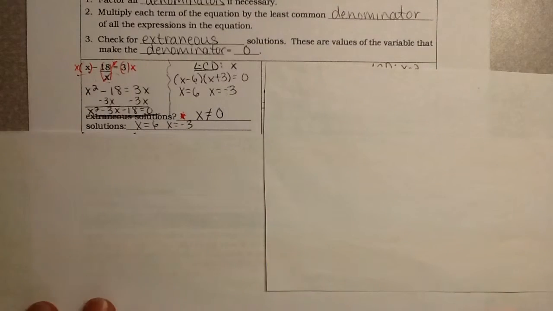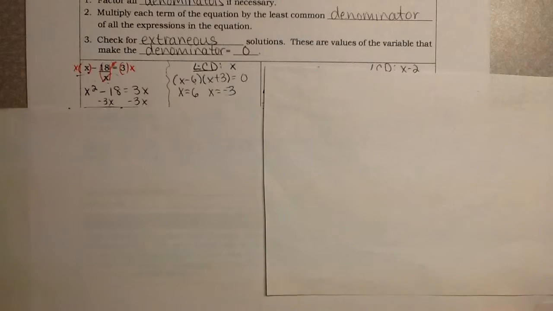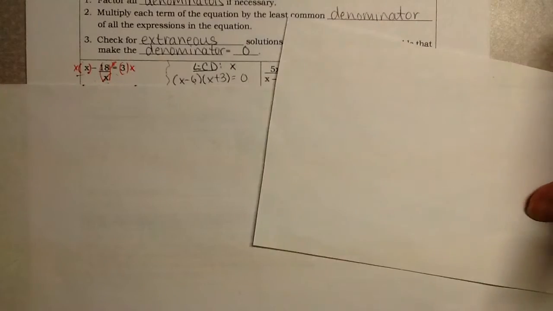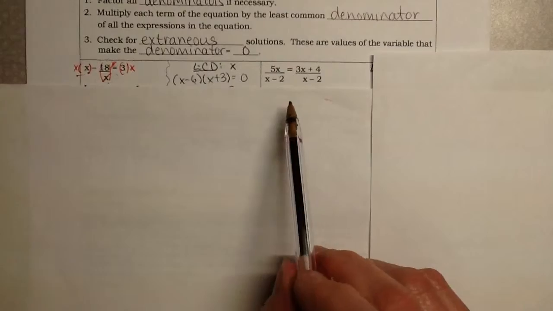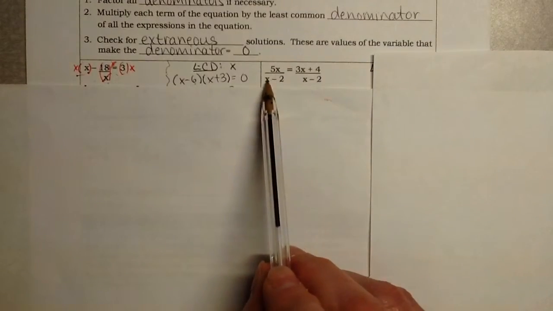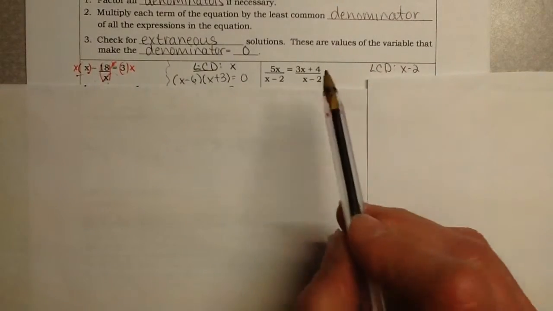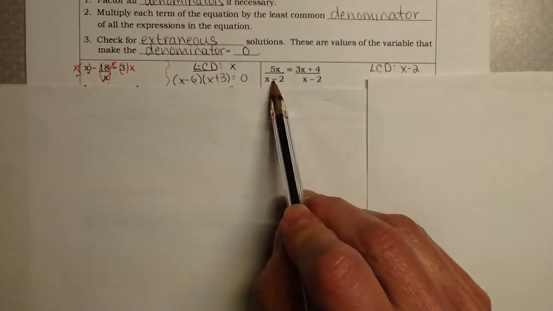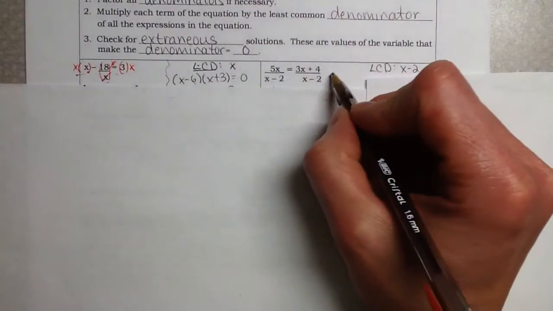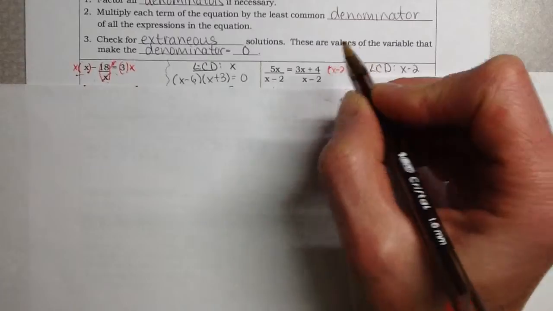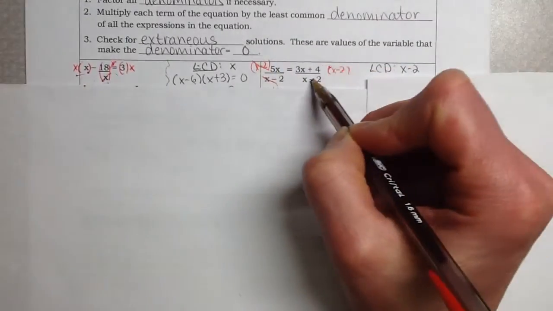All right, now the next one has more than just an x in the denominator. So let's look over to here. We have the denominators are the same. So really what you could do is just multiply both of these by x minus 2, because our least common denominator is x minus 2. This is to the first power, this is to the first power. So once we have a least common denominator, we multiply both of them by x minus 2, and this one by x minus 2. And this is going to reduce, this is going to reduce.